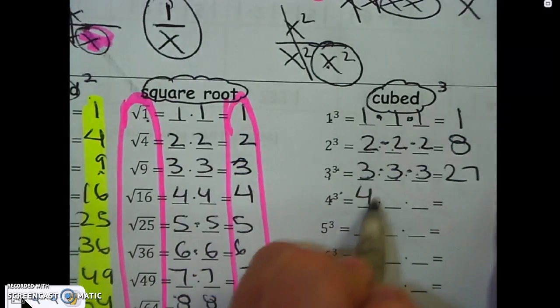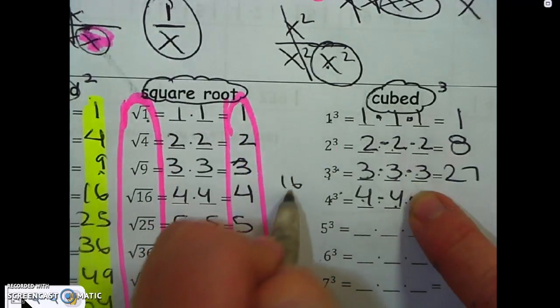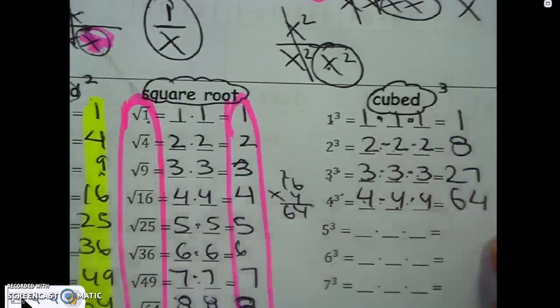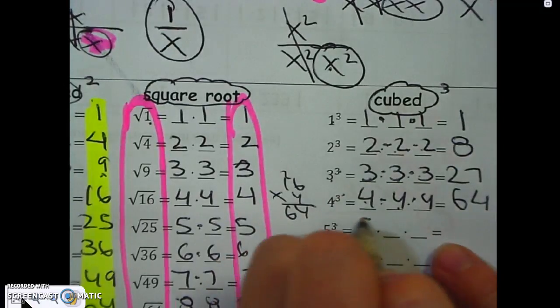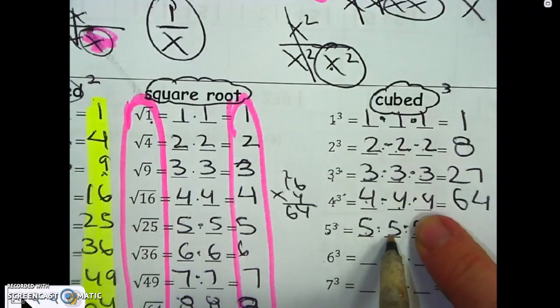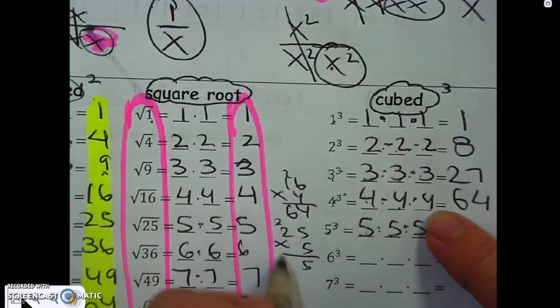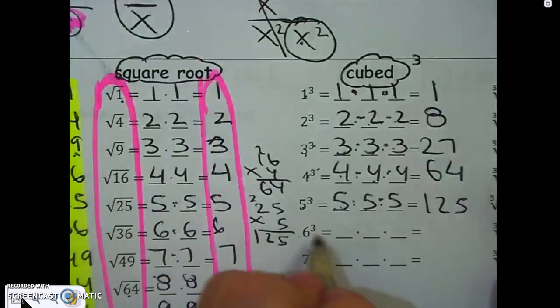4 cubed, 4 times 4 times 4. 4 times 4 is 16. And 16 times 4, 64. Excuse me. 5 cubed, 5 times 5 times 5. 5 times 5 is 25. 25 times 5, 125. Excuse me.